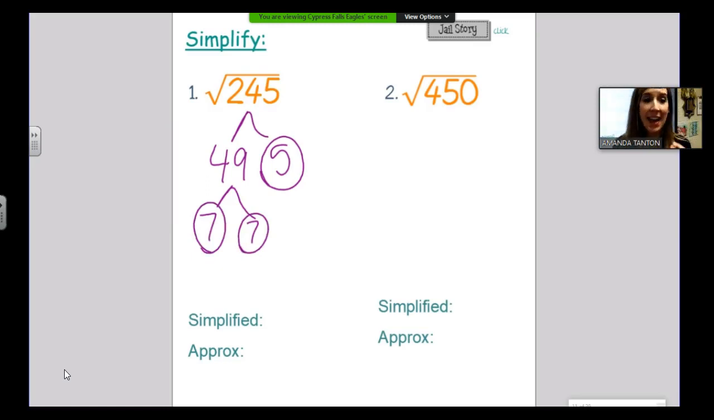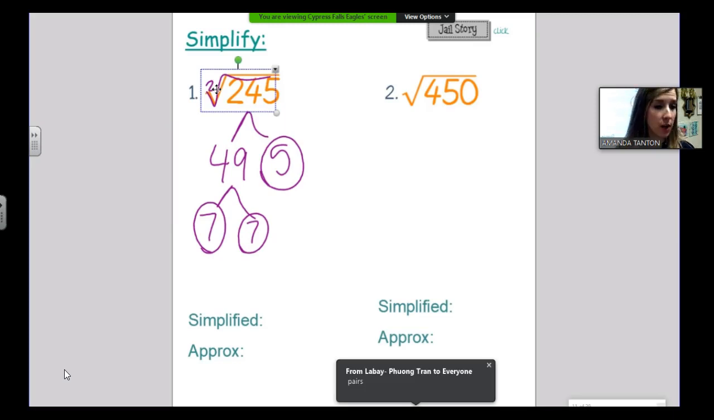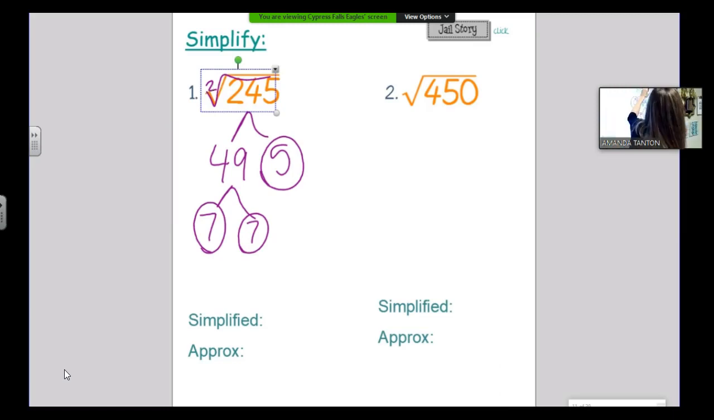So then, because this is a square root, what are we looking for? Perfect squares. Okay, you might have learned that way. We're good. We're looking for pairs. Good. We want pairs of numbers. Only pairs can escape the square root sign because it's a square root. Now, if it was a cube root, we'd be looking for triplets. But no, we're looking for twins.